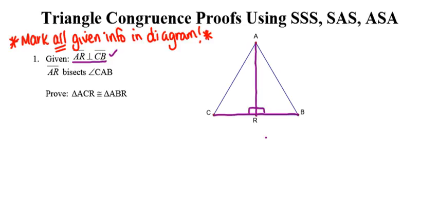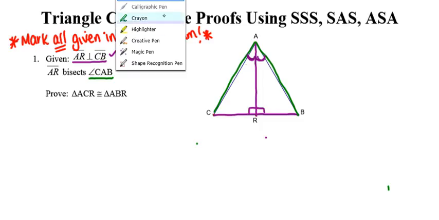The second piece of information that I need to mark is that segment AR bisects angle CAB. So if I look in the picture, angle CAB is this angle up at the top of my triangle. Bisects, remember, means makes two congruent parts. So segment AR will split the green angle into two congruent parts. And it's those two congruent parts that I need to go ahead and mark in my diagram. So those two angles up at the top of the picture.